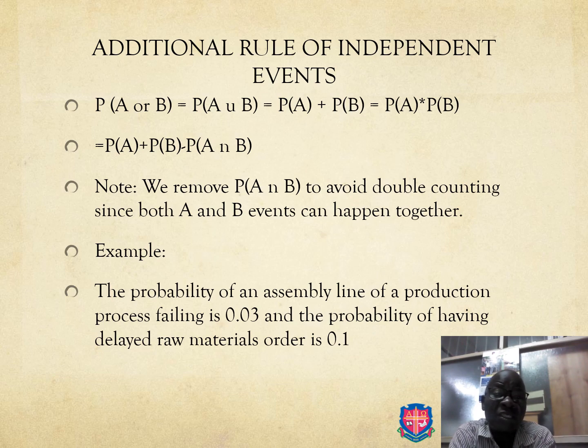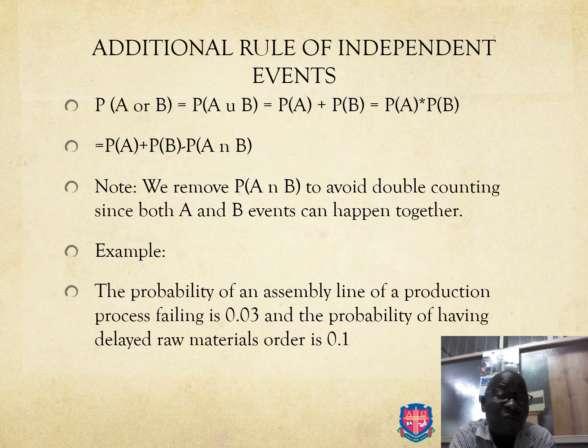Minus probability of A intersection B. Note that it is minus. We remove the probability of A intersection B to avoid double counting, since both A and B events can happen together. Double counting, you people, I know you are BBS students and you have done some accounting, because the intersection is found in both A and B. If you don't remove it on one side, you will get what we call double counting.